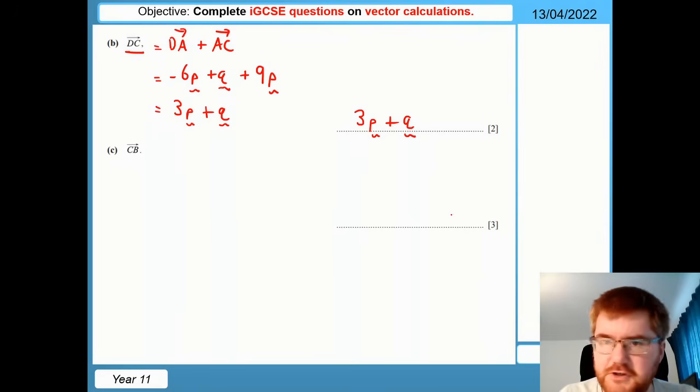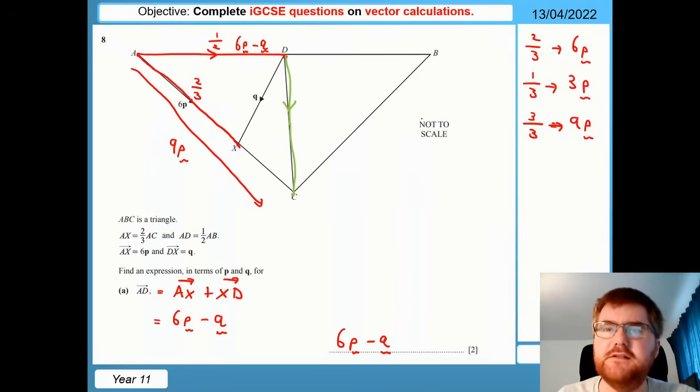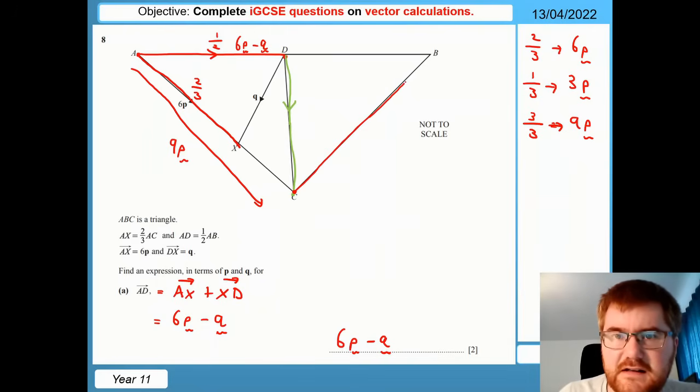And then a 3-mark question, so probably going to be a little bit more complicated, is the vector CB. So let's pop in CB. So from here to here, again, direction is important. So let's draw in this as an arrow.